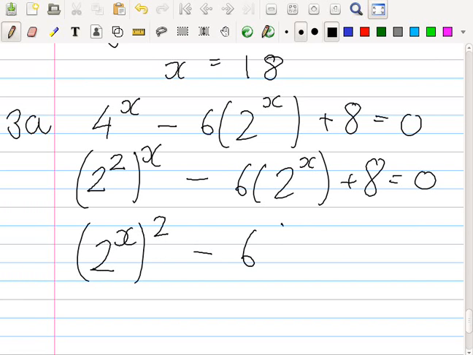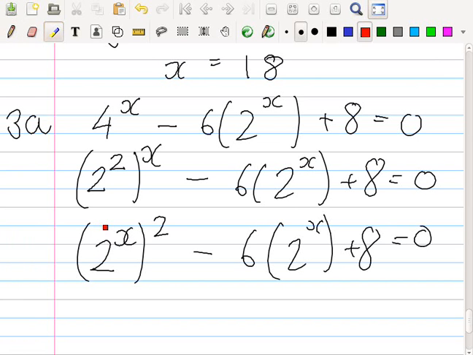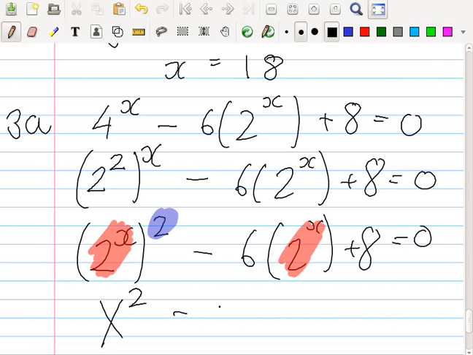But the reason I did it like this is because you can very clearly see, if you look closely, here you have something, here you have the same something, here you have something squared, here you have the something by itself, and here you have a constant. So if you were to, in your head, replace the 2 power x with some other letter, like for example, big X, this would be like X squared minus 6X plus 8. Now you don't need to write that down, but I'm just making it clear.